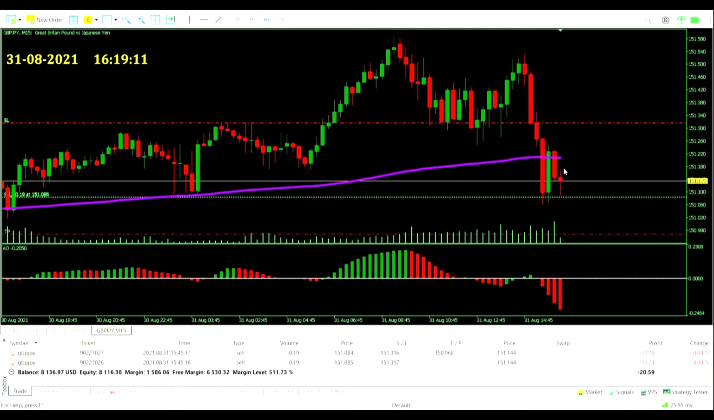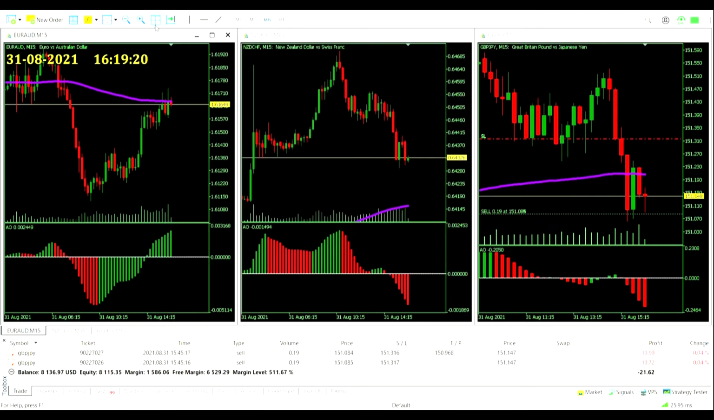Price had made a move towards our stop loss, but now currently just hovering a little bit close to our entry price, but still in a losing position at the moment. Let's just have a look at those 3 charts. New Zealand dollar, Swiss franc, price in the awesome oscillator still coming down, but still above the EMA. And we've got this awesome oscillator on the Euro Australian dollar comfortably moving along above the zero. So no signal for us there either.